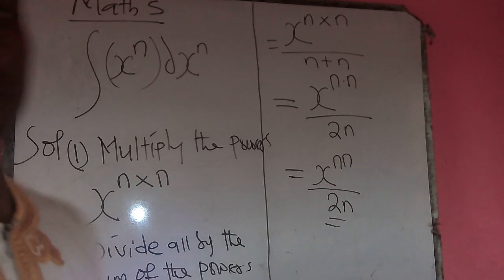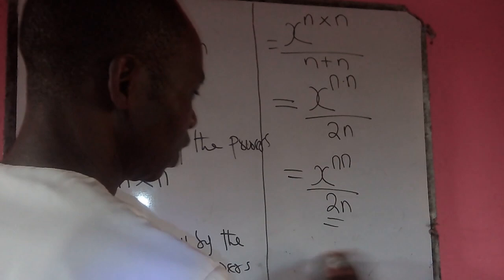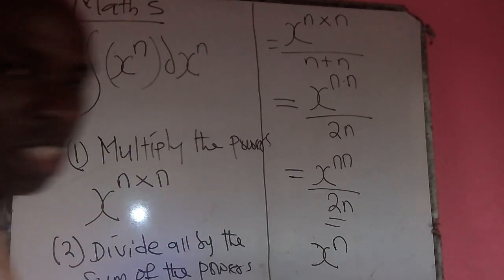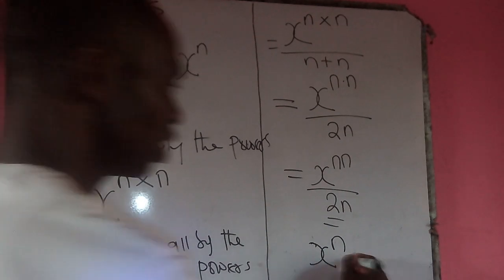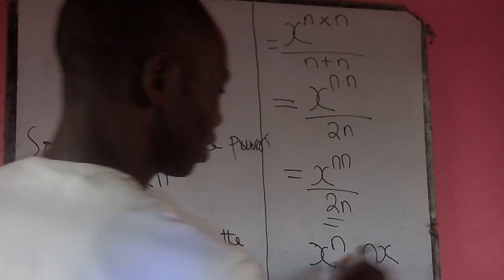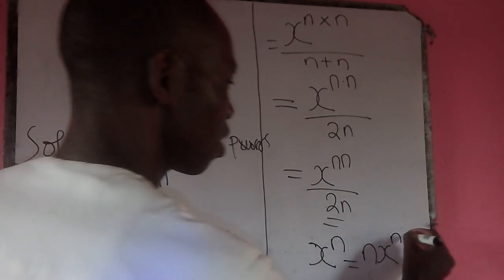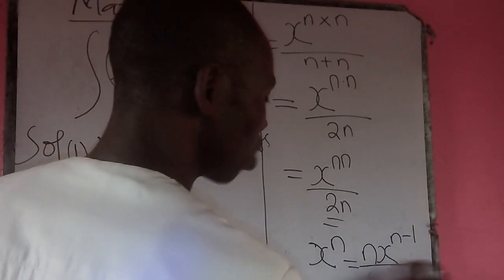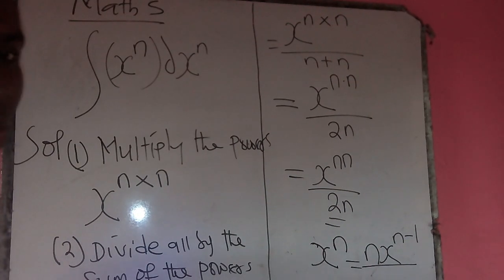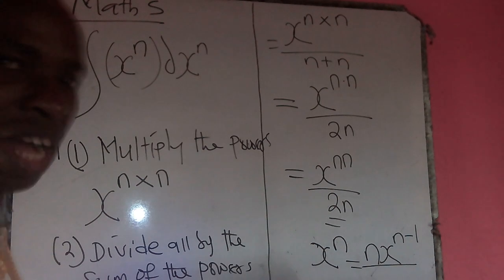So now if you have to differentiate x to the n, this one is differentiation. To differentiate it, it will give you n times x raised to power n minus 1. This one is called differentiation, but this is called integration. In differentiation, there is a difference in the power.